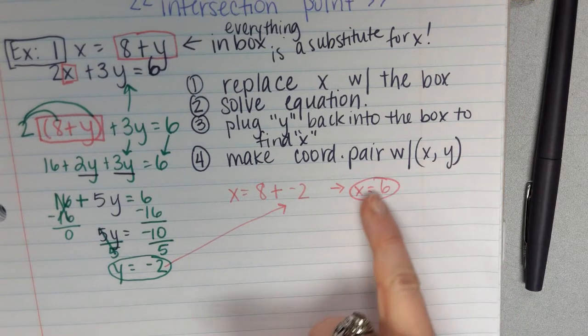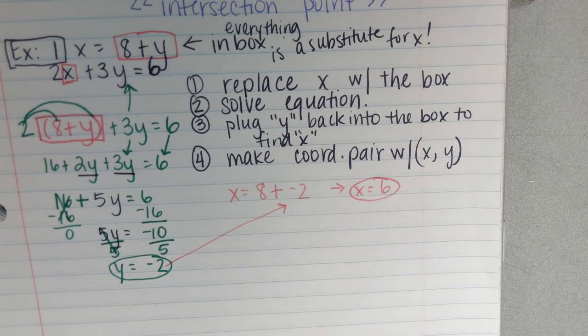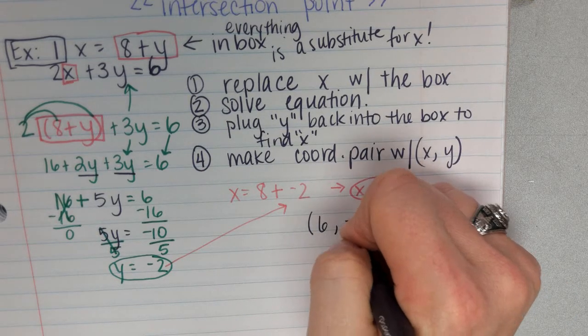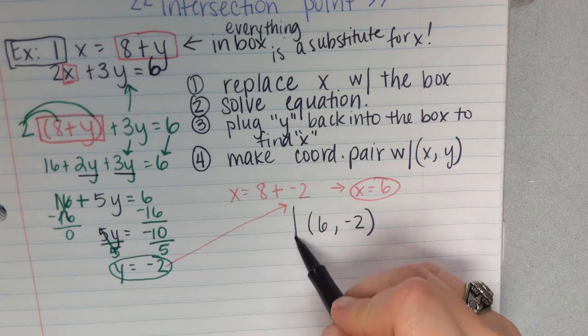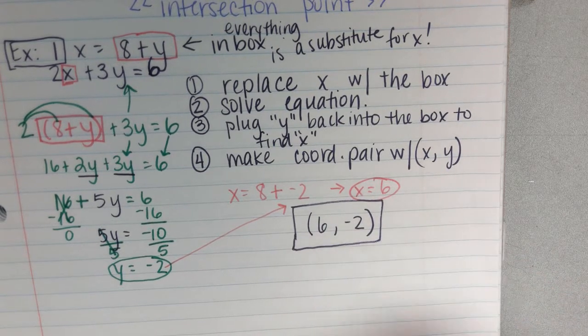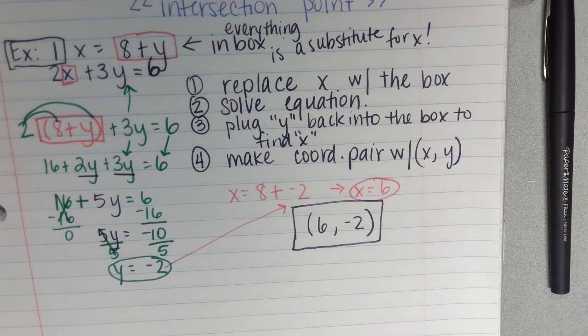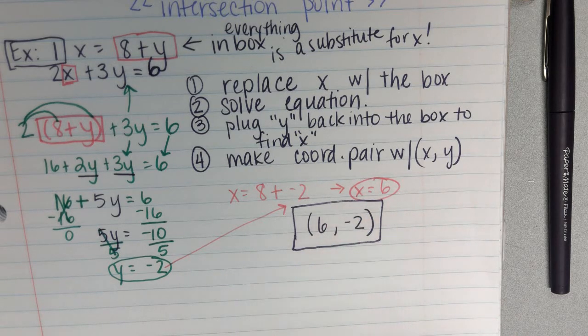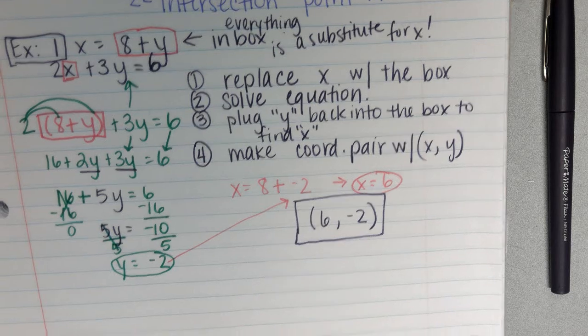So now we have the x and the y, and we can put that in our coordinate pair. 6, comma, negative 2. This is your answer. That is your intersection point. That is where the solution is. Okay, let's do one more.